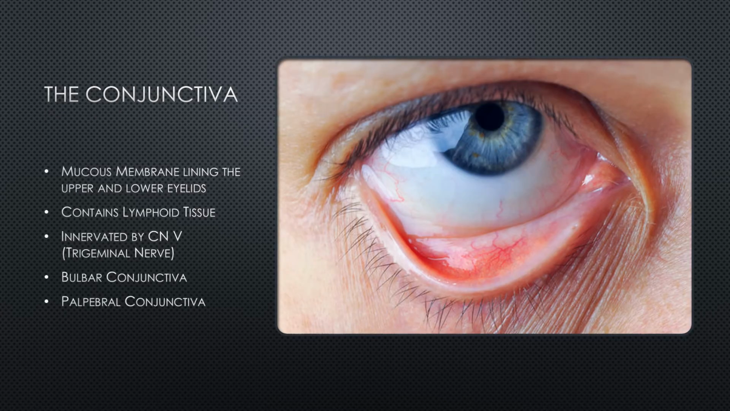The conjunctiva is a mucous membrane that lines the upper and lower eyelids and extends over the sclera to the corneal margin. It contains lymphoid tissue, which provides some immunologic protection. It is innervated by cranial nerve 5, the trigeminal nerve, and the portion of the conjunctiva that covers the sclera is termed the bulbar conjunctiva. The portion covering the inner surface of the eyelids is termed the palpebral conjunctiva.